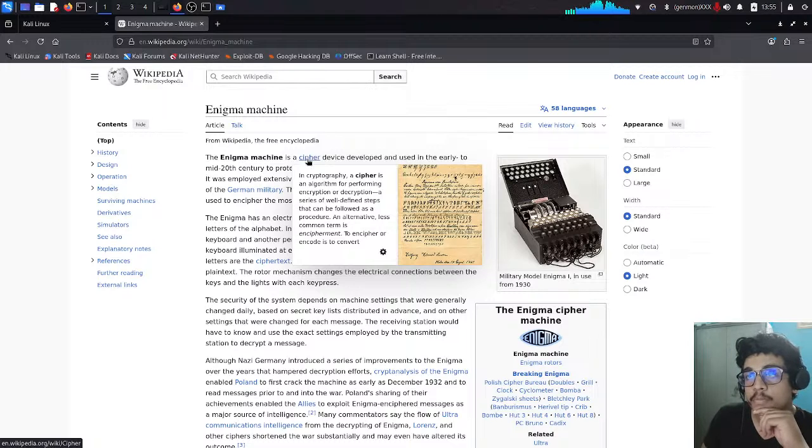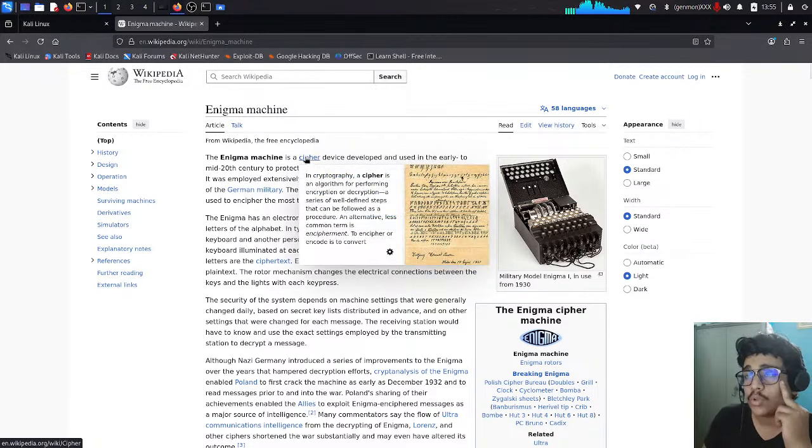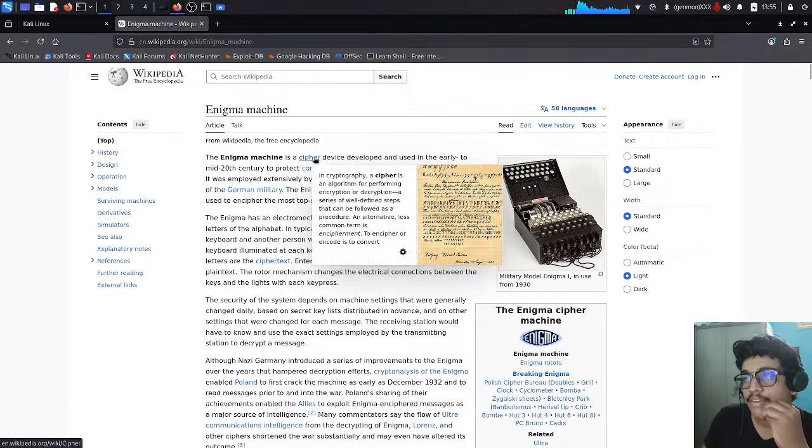So let me explain to you first what is encryption and decryption. Encryption is the process of protecting data with a password or a key, and decryption is receiving the data and decrypting it by using the same password or key. So a cipher is an algorithm for performing encryption and decryption, a series of well defined steps. When we do encryption and decryption, there are several steps that can be followed as a procedure.